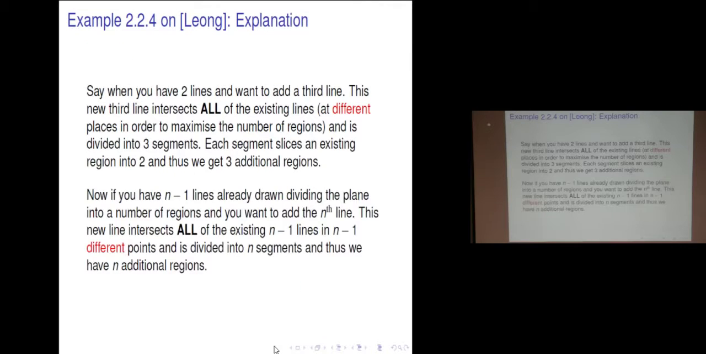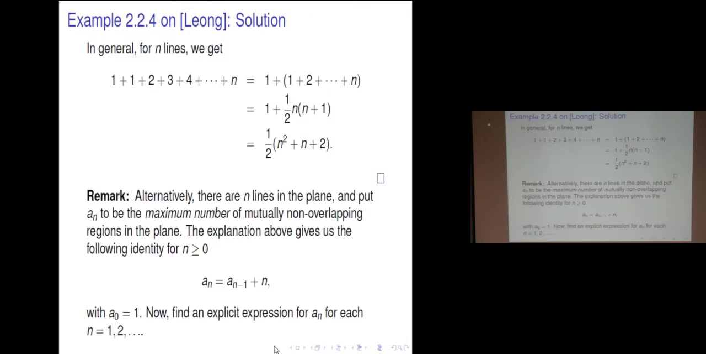Now here is the explanation in words. We already did the explanation by looking at the picture, so I will not read the words. In general, for n lines, you get this sum. Originally you have 1, then you create 1 more, 2 more, 3 more, 4 more, and so forth. So in the end, you get this sum.